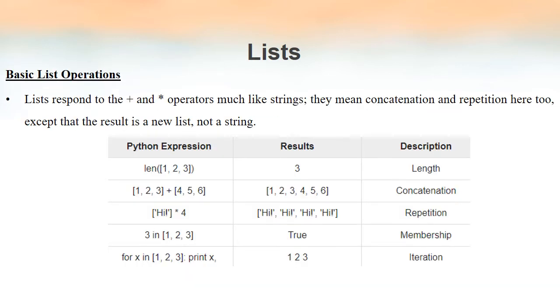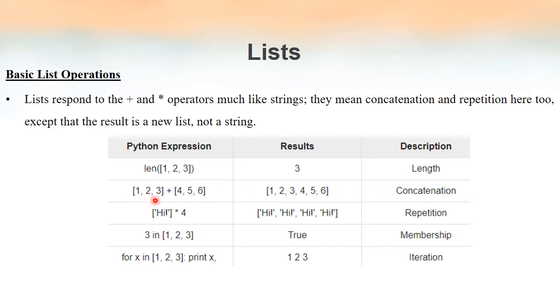Now some of the basic list operations, using the concatenation operator plus and the repetition operator asterisk. And here suppose we have one list, the number of elements here is 1, 2, 3. If you want to get the length of the list, we have to use the len function. If we pass a list as a parameter to this len function, we will get the count of the number of elements inside that list as the output. So if we call len of 1, 2, 3, we will be getting 3 as the result. So len is used for getting the length of the list.